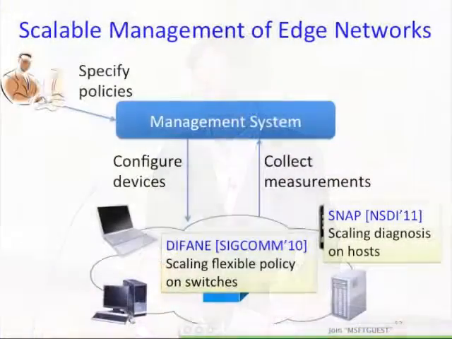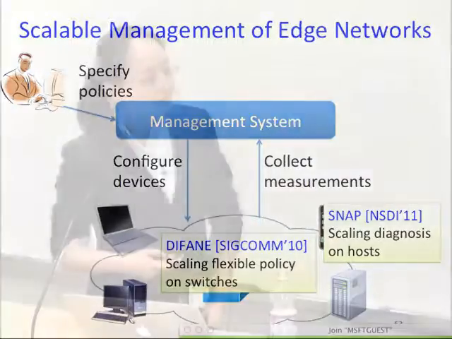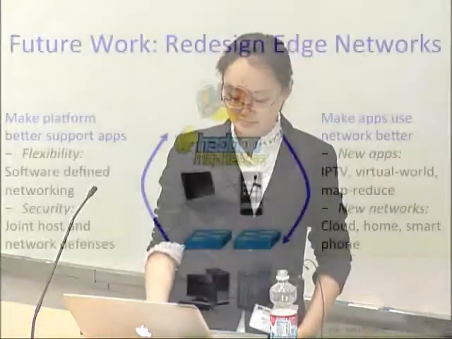So in summary, we actually built 2 systems. The first system is called DFIN. It focuses on how to scalably configure devices to express the policies. And the second system is called Snap. It focuses on how to scalably collect measurement data and perform diagnosis on the end host.